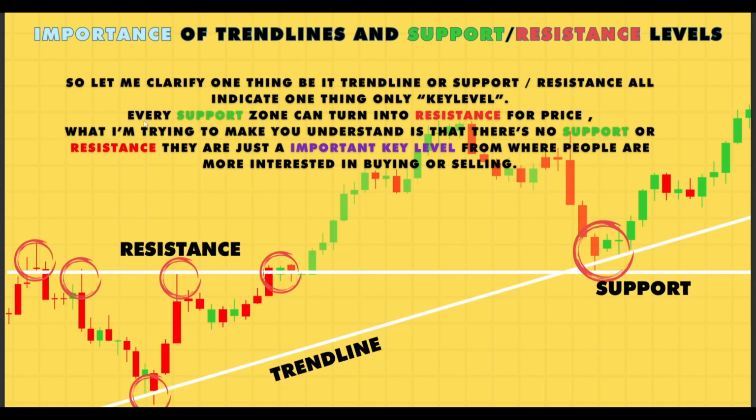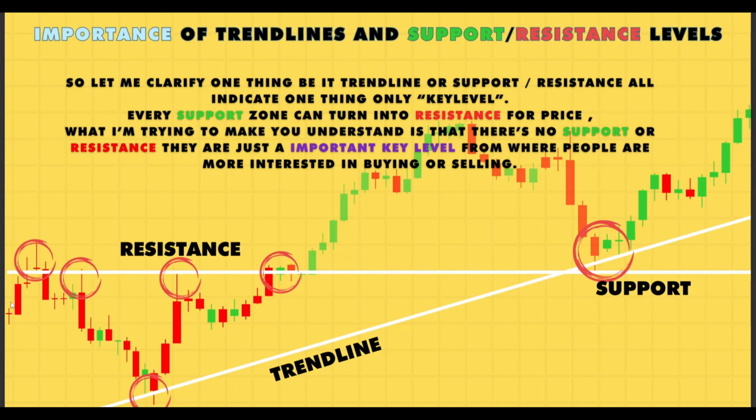As you can read here, every support zone can turn into resistance for price. What I'm trying to make you understand is that there's no support or resistance. They are just important key levels from where people are more interested in buying or selling. Okay, so as you can see in the diagram below, first price was getting rejected from this area.